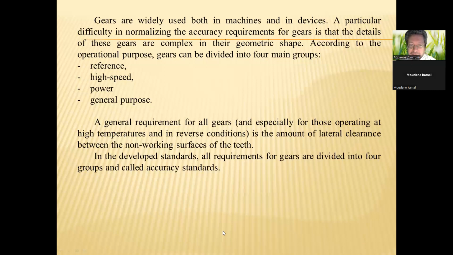A general requirement for all gears, and especially for those operating at high temperature and in reverse conditions, is the amount of lateral clearance between the non-working surfaces of the teeth.